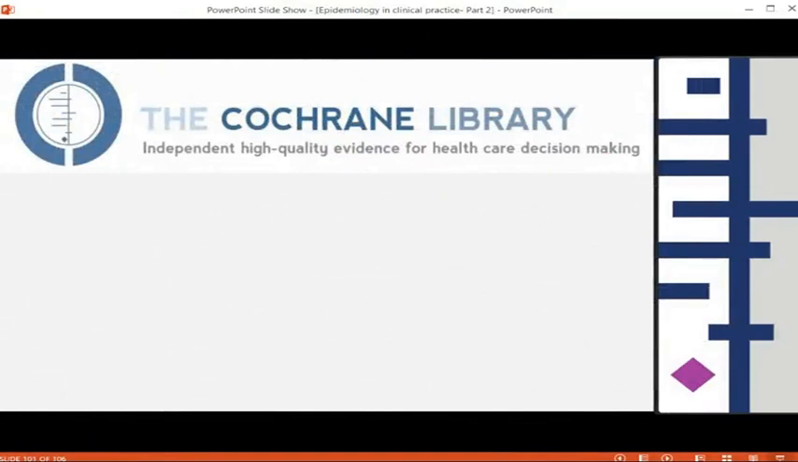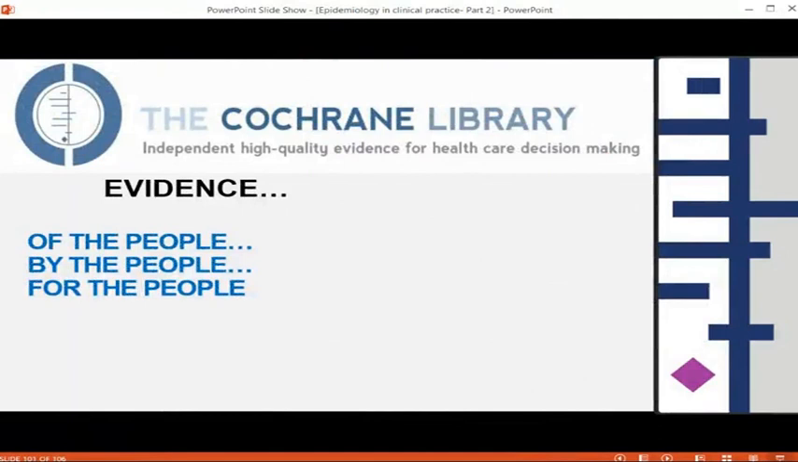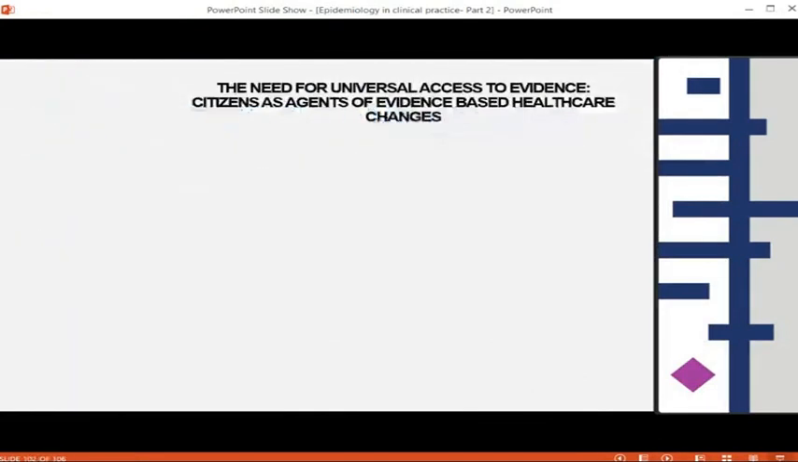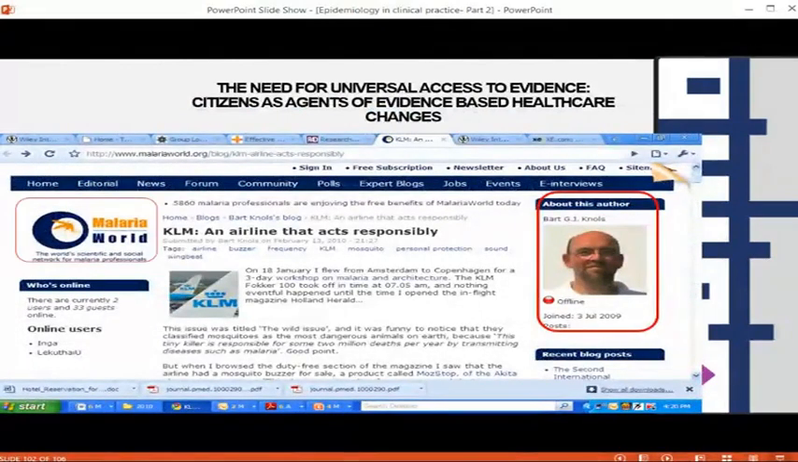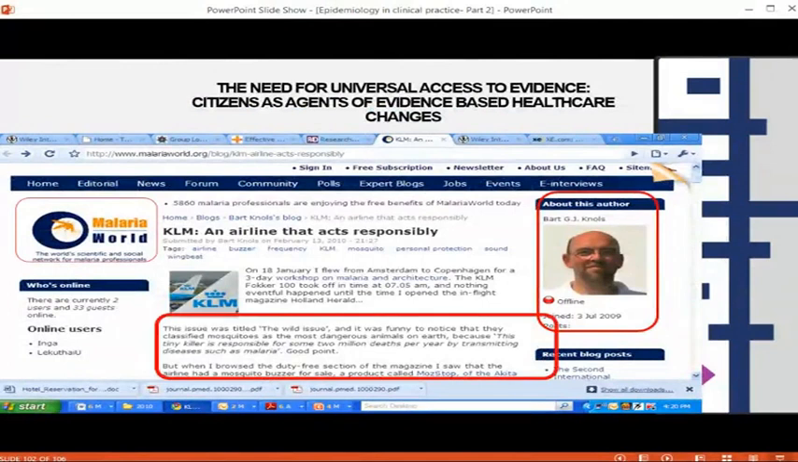I want to conclude this by talking about the Cochrane Library and reminding you that the Cochrane Library evidence is of the people, by the people, and should be for all people. And I'm going to give you this example. This is a blog written by a guy called Bart Knowles, who writes about malaria. And in this blog post, he talked about a flight he took from Copenhagen to Amsterdam for a workshop on malaria. He was reading an in-flight magazine article, and it said that the mosquito is the most dangerous animal in the world because it kills so many people.